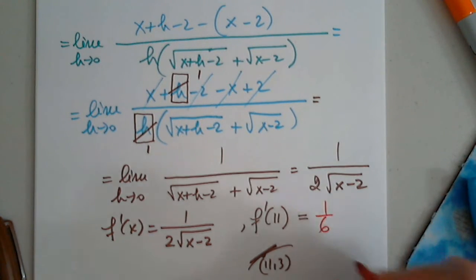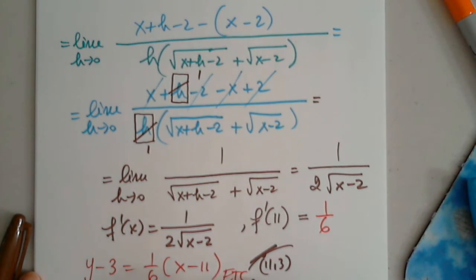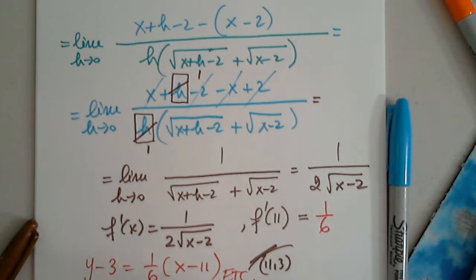1/6. Very good. So the next step would be y minus 3 equals 1 over 6 times x minus 11, and so on, and you'll do that so we can move on. So you distribute and then solve for y. Is that okay with everyone? Yes, because you're just finding the slope at that point. Good. So we found the slope, just distribute 1/6 and then add 3 and solve for y.